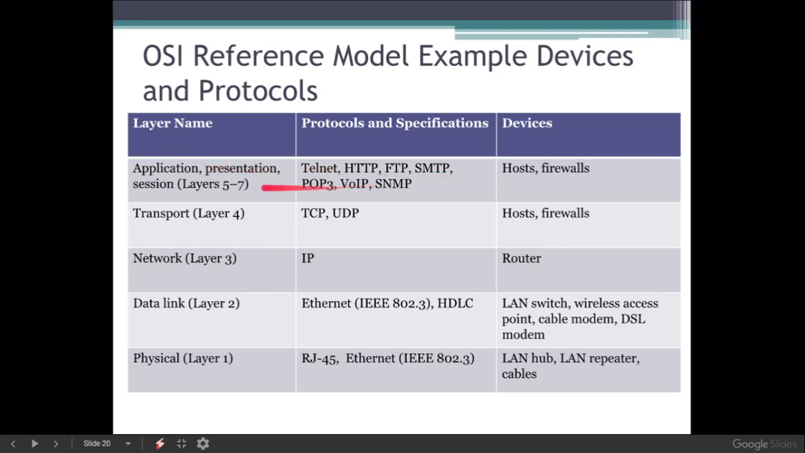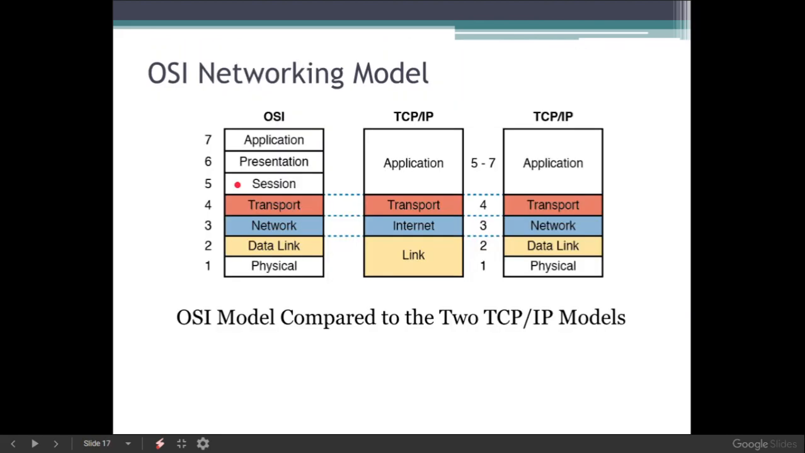This is a further comparison. For the OSI model, the top three layers, layers 5 to 7, which are session, presentation, and application, we would see things like Telnet, HTTP, FTP, SMTP, POP3, VoIP, and SNMP. If we were really looking at the OSI model, we would have to break these out, because not all of these would have a session in them. But because we are really concentrating on the TCP/IP model, we just group these top three together.